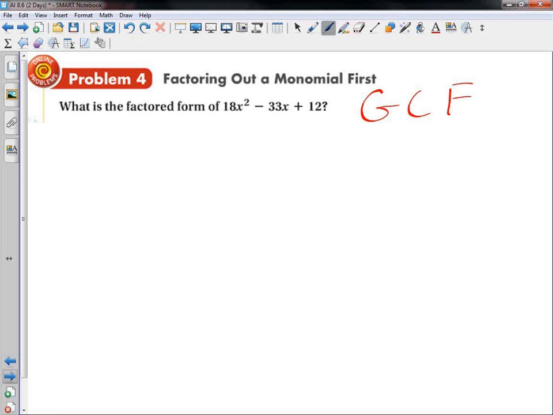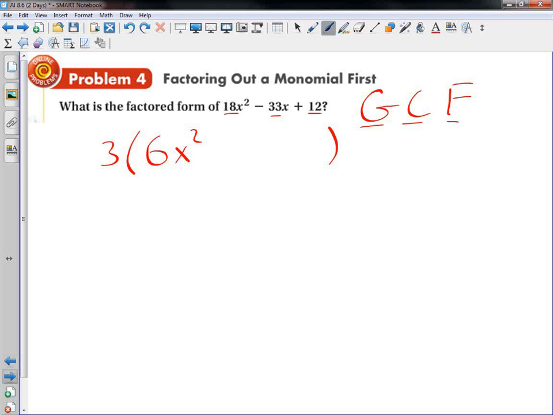Especially when we have large numbers, like what we have here, right? Some larger numbers. If I look at 18, 33, and 12, do they all share something in common? I think they all share 3. So the first thing I'm going to do is factor out my GCF, which is 3. I'm going to pull out a 3, make my large set of parentheses, and then I'm just going to reduce each one, right?